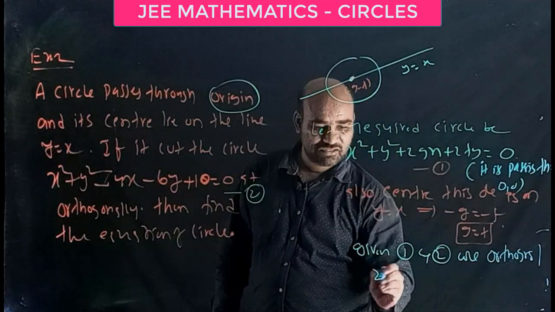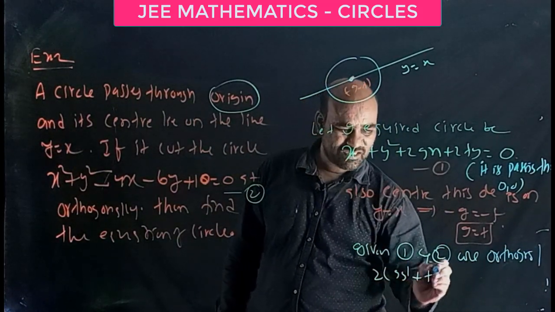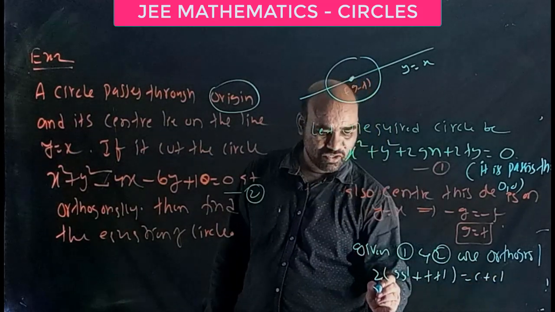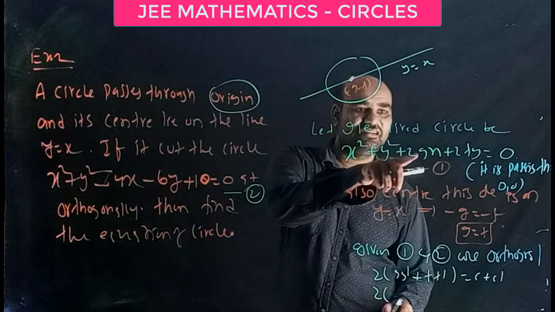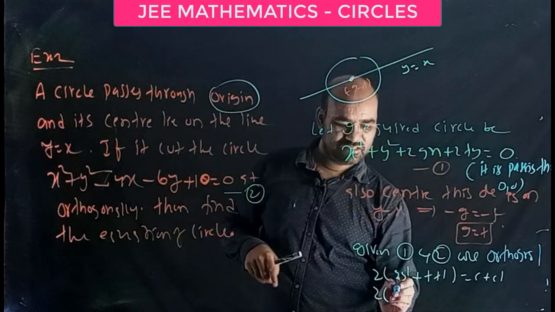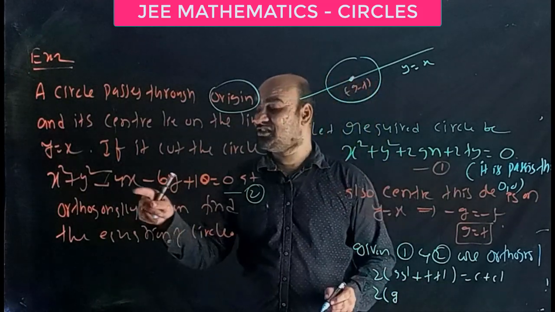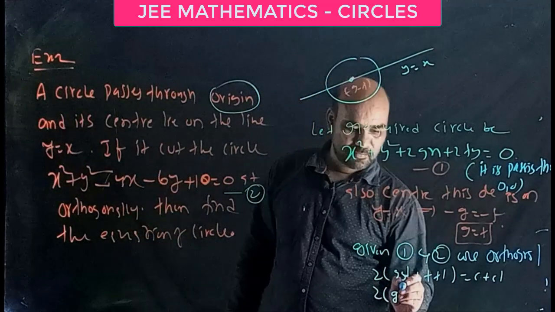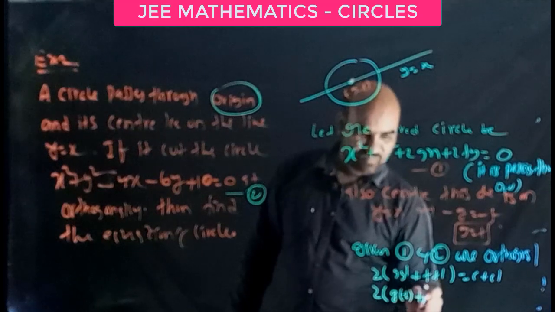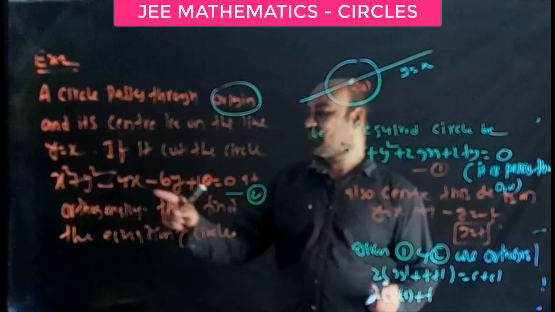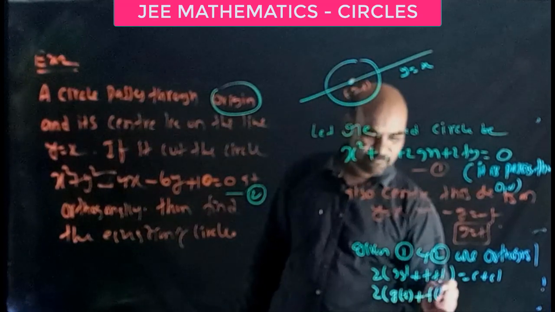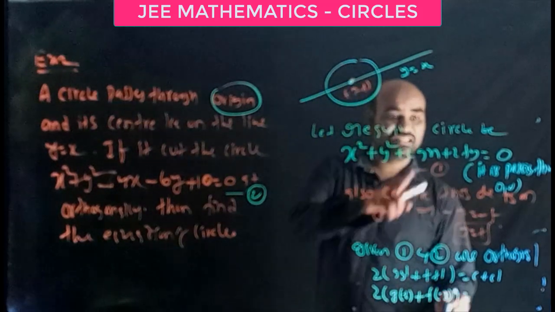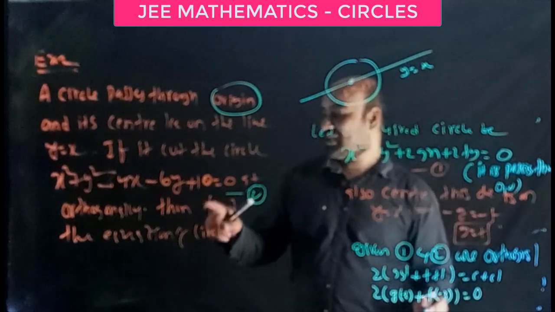What is the condition? 2gg' + 2ff' = c + c' only. So 2 into gg', what is the g here? For g only. What is g' here? g' means minus 2, plus f means f only. f' means minus 3. Equal to, here c is 0, plus c' means 10.